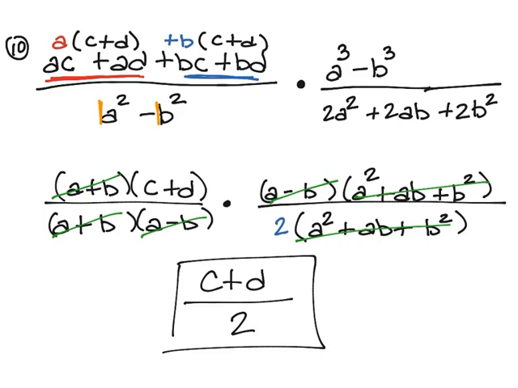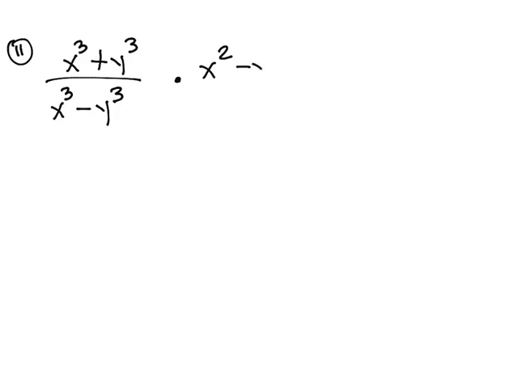Okay. Number 11. X to the third plus y to the third over x to the third minus y to the third times x squared minus y squared over x squared plus 2xy plus y squared.